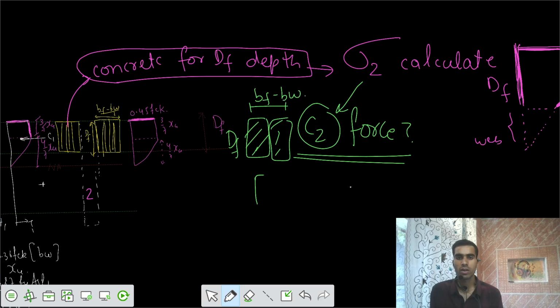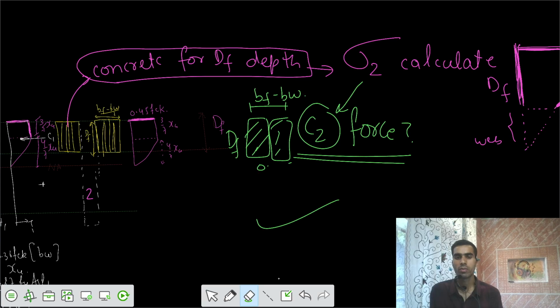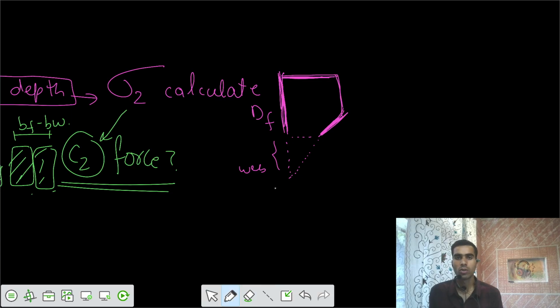But your stresses are not constant. Stresses are not uniform as that of a previous case. In the previous case, stresses were constant for the entire DF. So we said that the C2 force is acting somewhere here at the centroid, and that was easy to calculate. But here we have a non-uniform stress variation in this case. I would say the top intensity here is 0.45 FCK, but it goes to some value here. I don't know this value. I don't know the value here. This part is 3/7 XU.